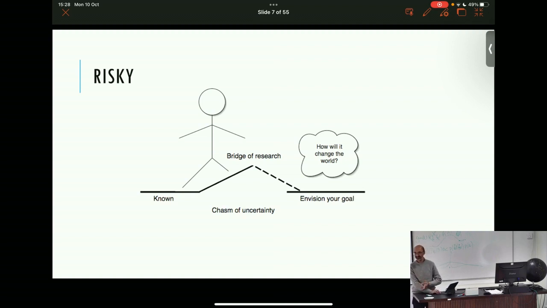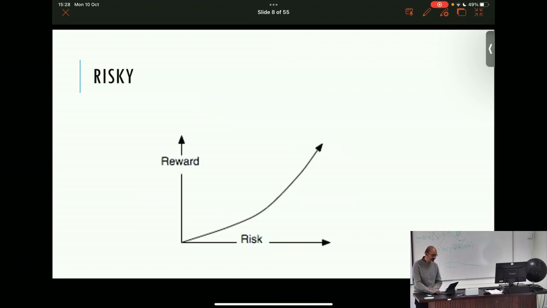From our perspective, they're gone. So when you're doing risky research, basically it's a risk-reward ratio, right? The more risk you take, the more reward you're possibly going to get. And so we are lucky that we have the opportunity to be able to do risky research.